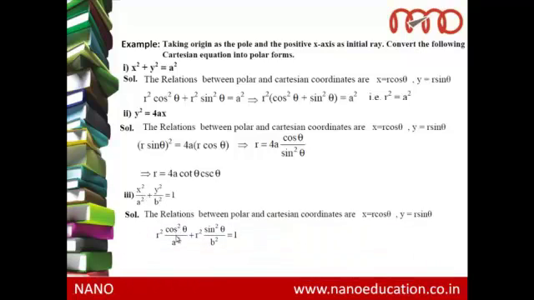You have r square cos square theta by a square plus r square sin square theta by b square equal to 1. Taking r square common, the answer would be r square into cos square theta by a square plus sin square theta by b square equal to 1.